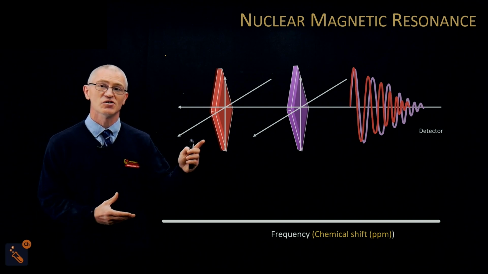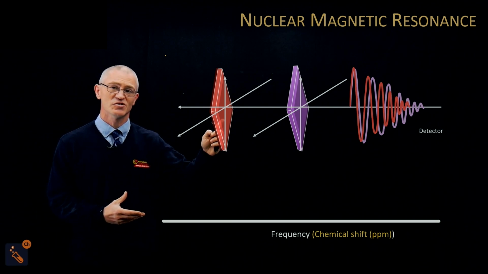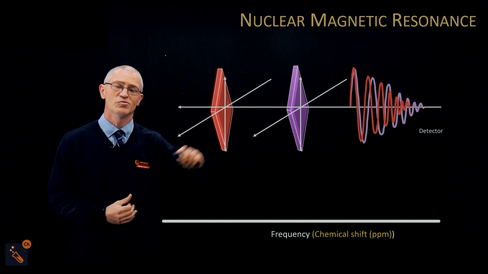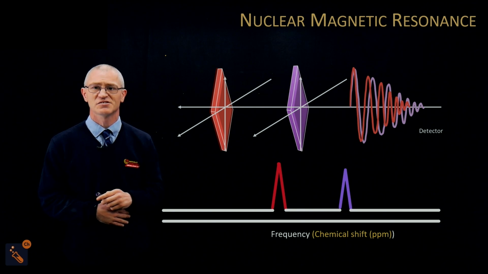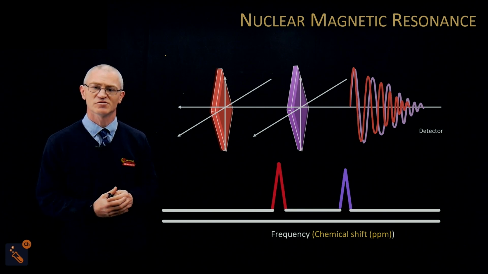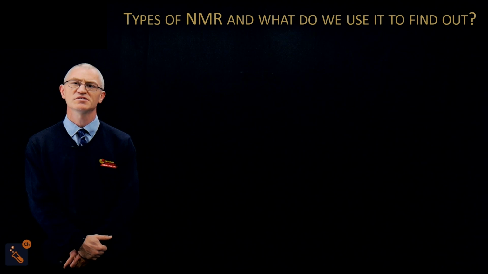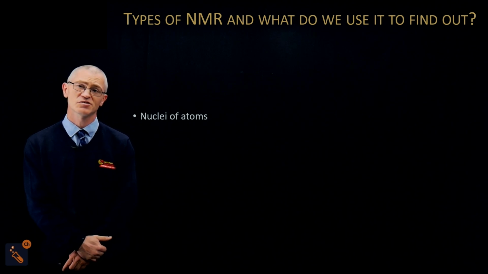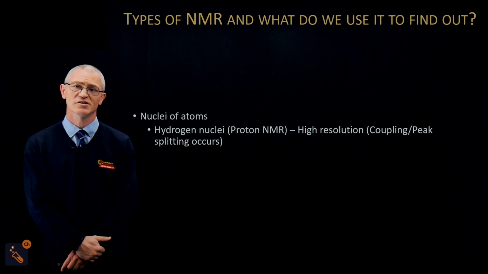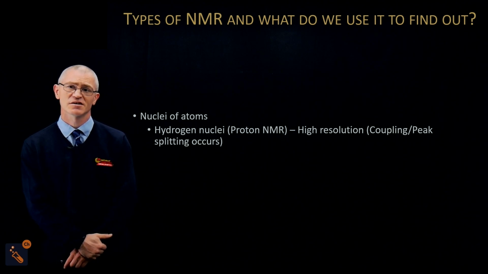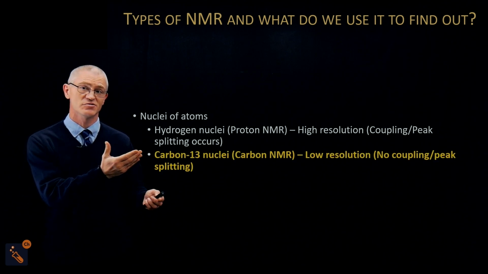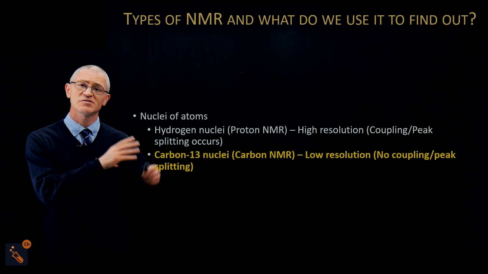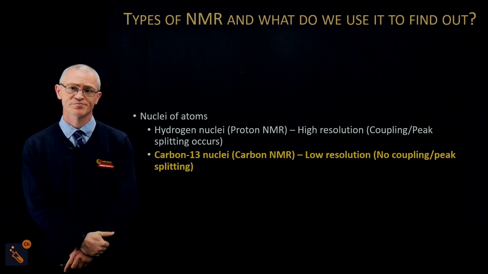So for example, if I've got 2 different nuclei, the purple one and the red one, you will see 2 different signals, as you can see here on my NMR spectrum. Now there are 2 different types of NMR that you're going to come across, and as I said, they will give you information about the nuclei of the atoms and tell you which nuclei they are, for example, if they're hydrogen nuclei or carbon nuclei, and they'll tell you the environment in which they're in.